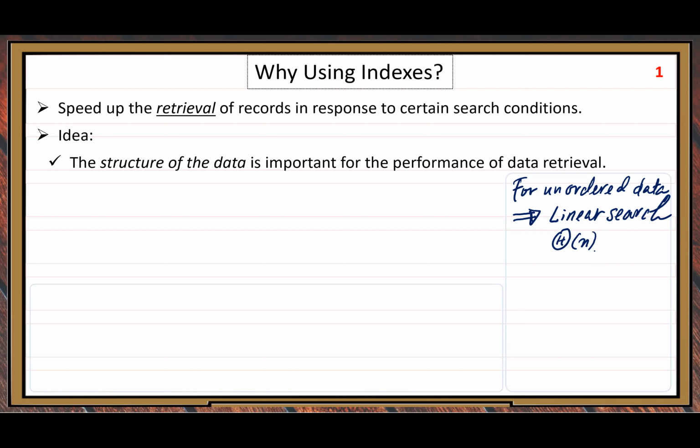This n is the data size. Here you can treat it as the number of rows. Actually it is more than that, because your row may contain a lot of fields, right? But here we just use the number of rows for our understanding. This is for unordered data.